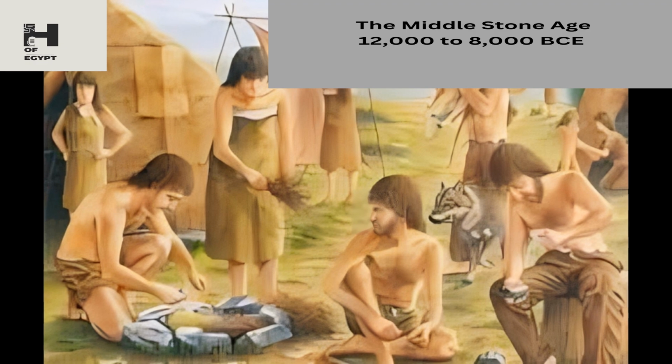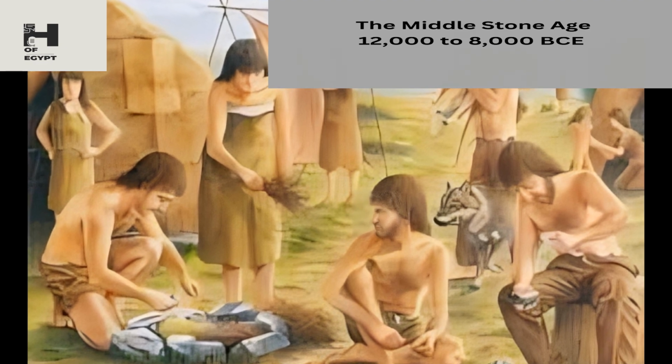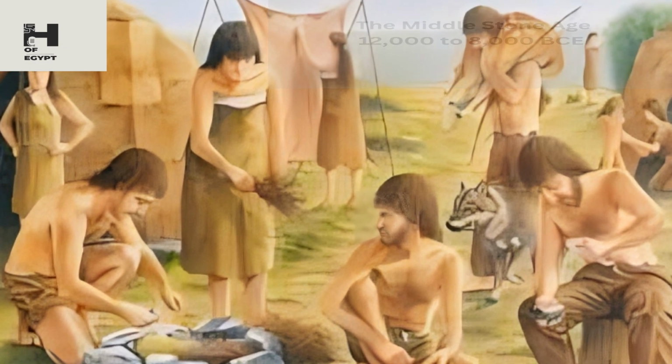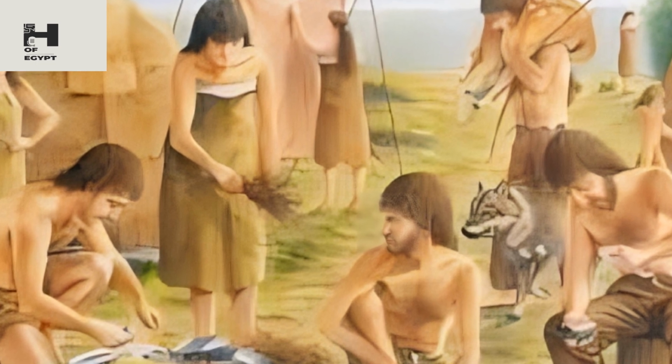The Middle Stone Age extends from 12,000 to 8,000 BCE and is considered a transitional period between the Upper Paleolithic and the later Neolithic period. Its artifacts include finely crafted small stone tools with various geometric shapes that were prevalent in the preceding era.